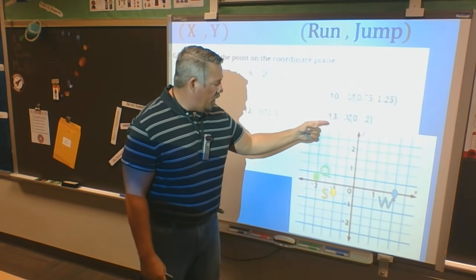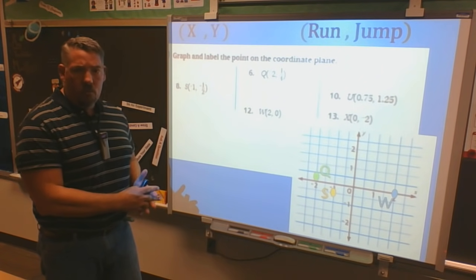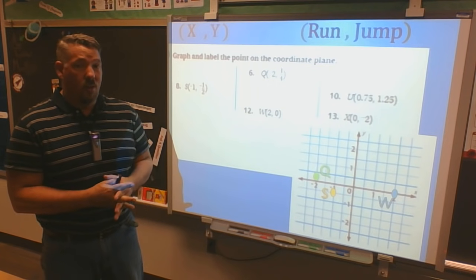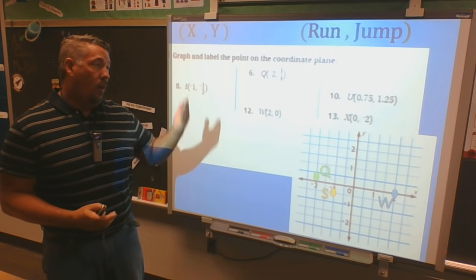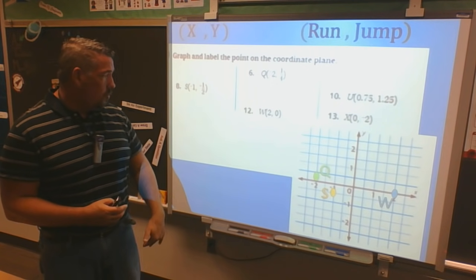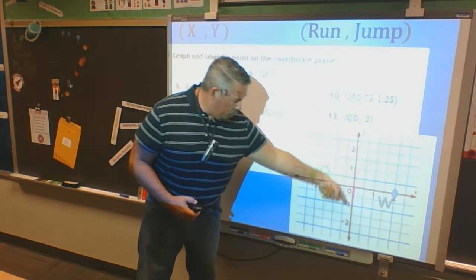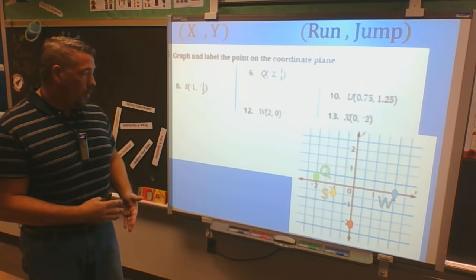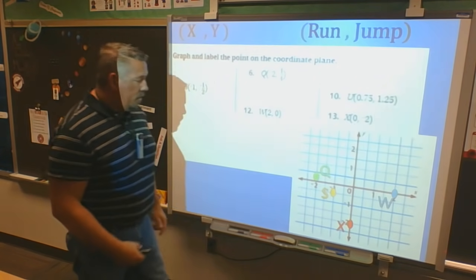Now on 13, then, I have a 0, -2. So my 0 is once again my origin. I'm not going to go forward or backwards. I don't run because there's not a number. I'm just simply going to jump. I want to either see how high I can jump or see how low I can jump. It says to go to -2, so from my origin, I'm going to drop straight down to the -2, and I'm going to put my point. Once I put my point, then I know I'm going to label it with an X.